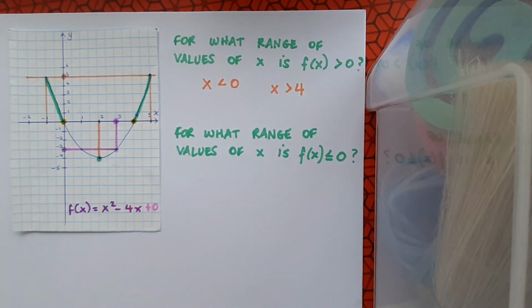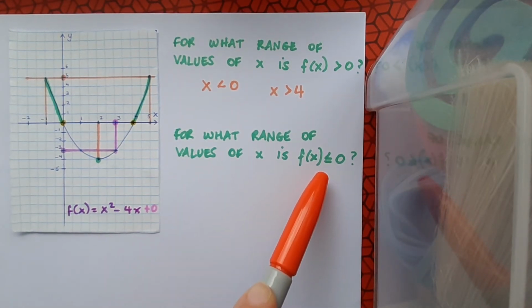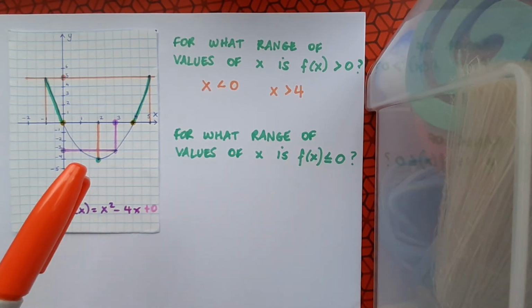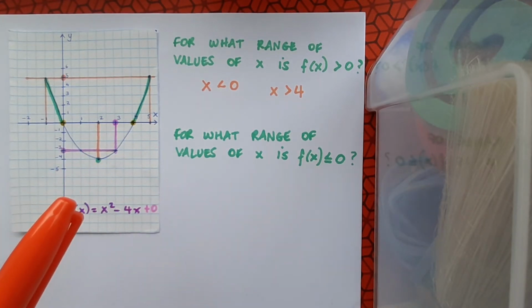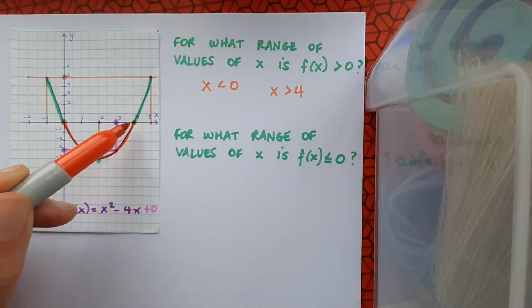Okay, so next I'm looking for the range of values of x for which f of x is less than or equal to 0. So again, I need to have a think about what this actually means. So this means I'm looking at the region below the x-axis. So again, I'm going to go back to my diagram and highlight that part of my curve. I've highlighted that part of my curve in orange here, and I can see that it starts at 0 and it goes over as far as 4.